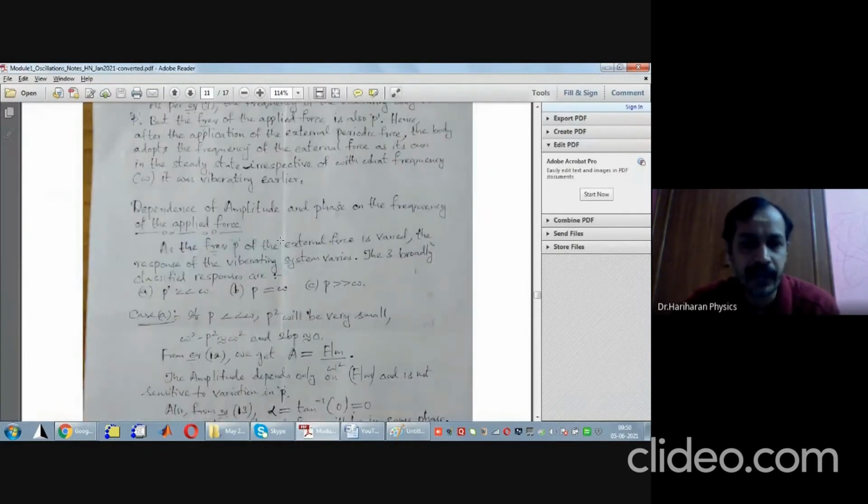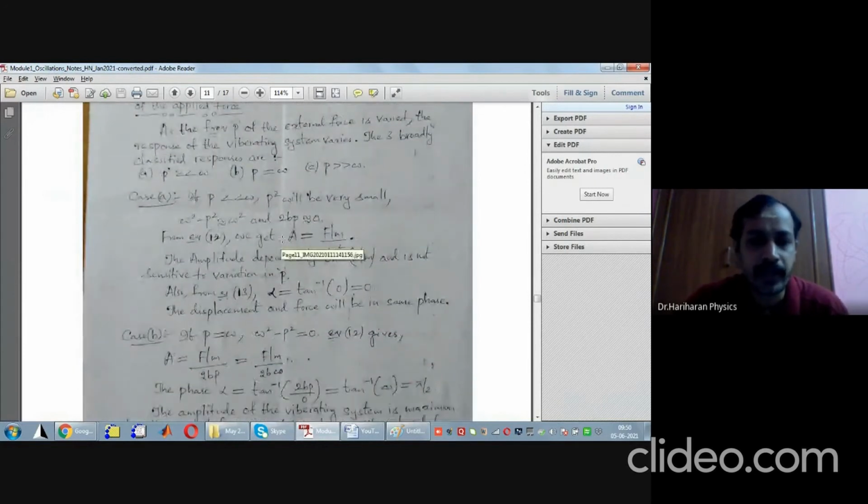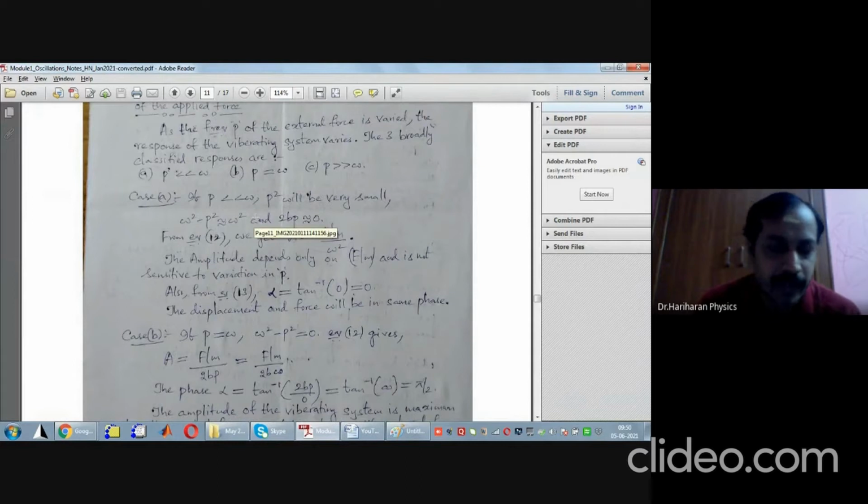The first case is when the applied frequency happens to be less than the natural frequency of vibration. In our demonstration that we saw on YouTube, the signal generator was initially set at 1 hertz. So 1 is obviously less than 3.3 hertz. So that is going to be this.